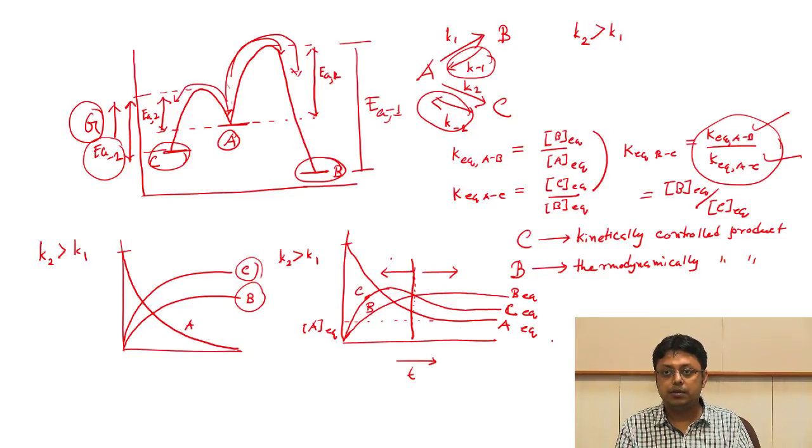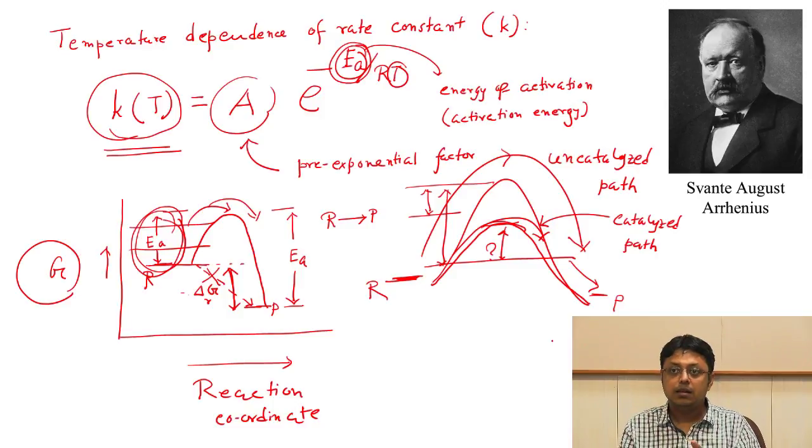But this example shows how the very simple concept put forward by Arrhenius in terms of the activation energy can tell the relative ratios of the product at a very early time, where kinetics governs everything, and at a later time thermodynamics controls everything.